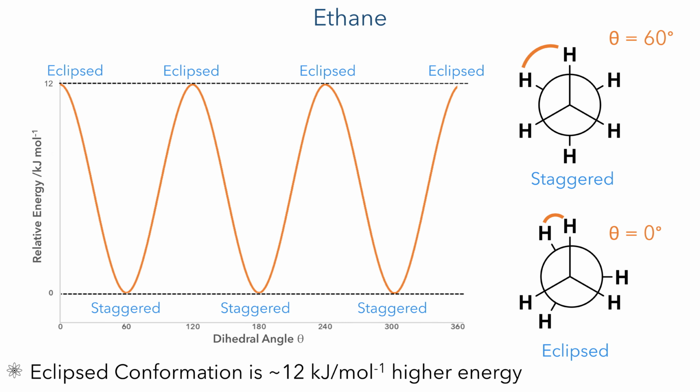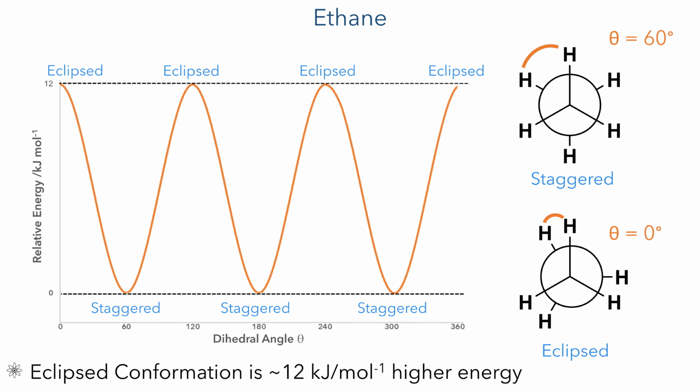So let's look at ethane, which is the simplest system. In ethane, there are two notable conformations, staggered and eclipsed. In the staggered conformation, the dihedral angle is 60 degrees. This maximizes the distance between hydrogen atoms on the adjacent carbons and is the lowest energy conformation. In the eclipsed conformation, however, it is an energy maxima and is approximately 12 kilojoules per mole higher in energy.